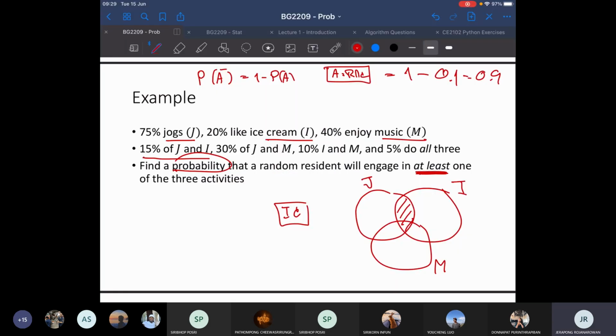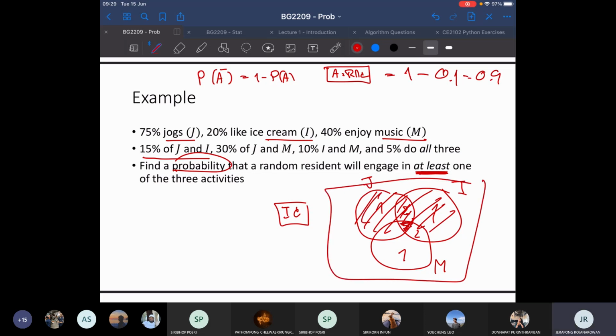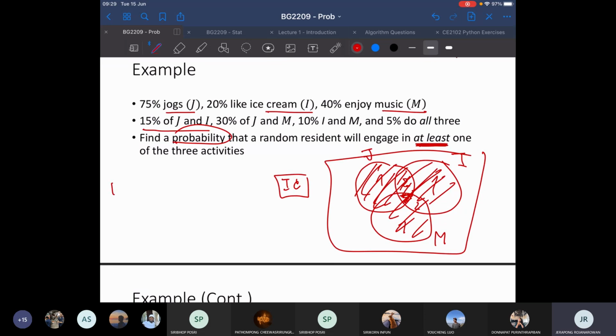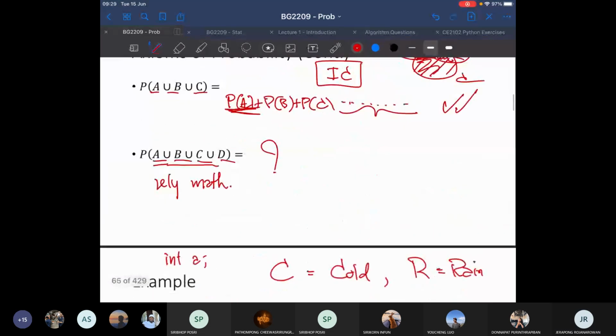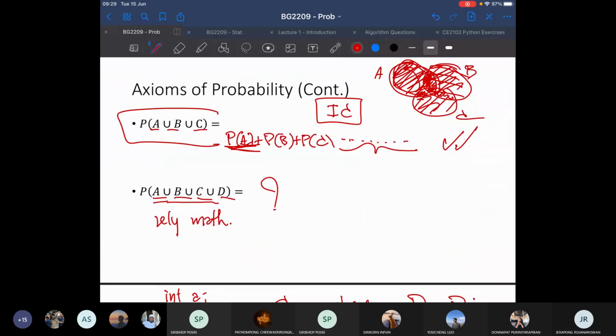Okay, how are you going to do it? So you can see that engaging in at least one activity means you are going to include everything here, right? This is one activity, two activities here, one, two, and three in here. So at least one means all of this, right? So what is it? It is P(J union I union M), right? And then you can use the equation that we have before, which is right here, right? Okay.